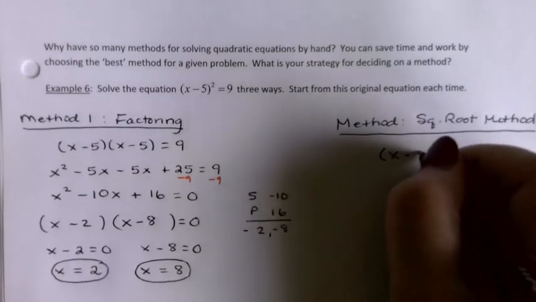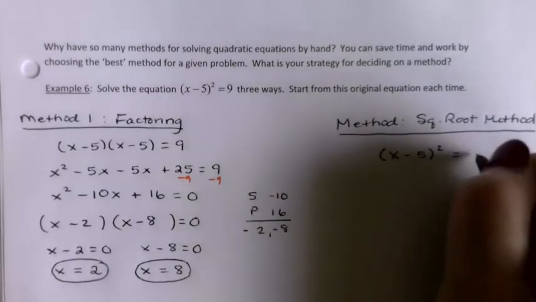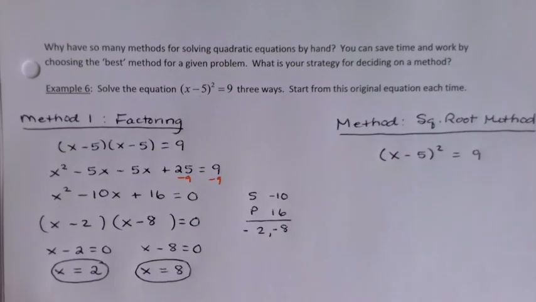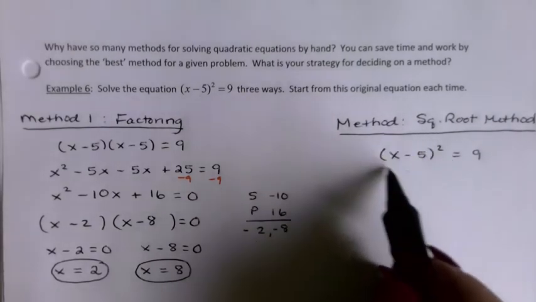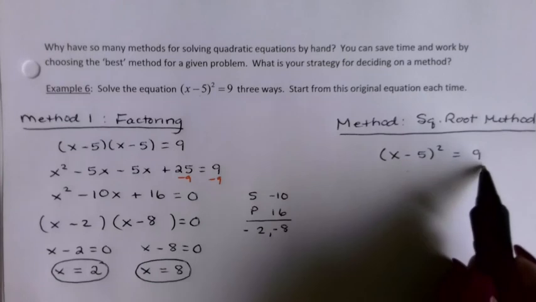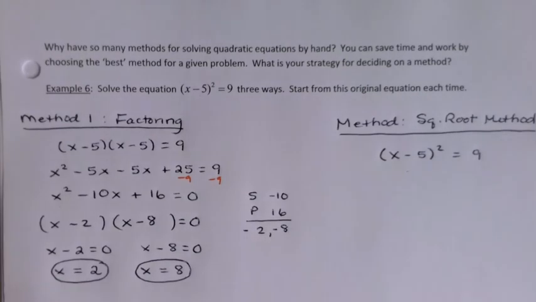Now, if you looked at this right away and thought, you know what, this one's set up perfectly for the square root method, I'm with you. If I was just picking one, this is the one I would have picked, because we've already got something that's squared equaling just a number.